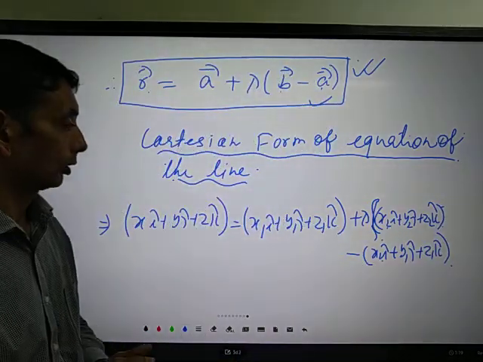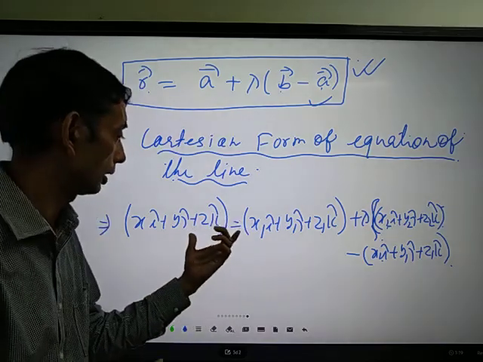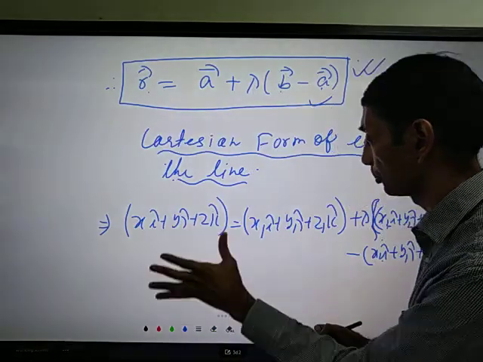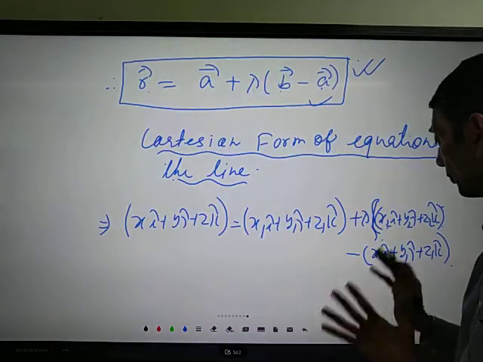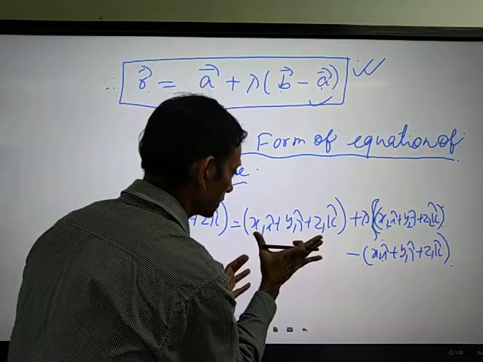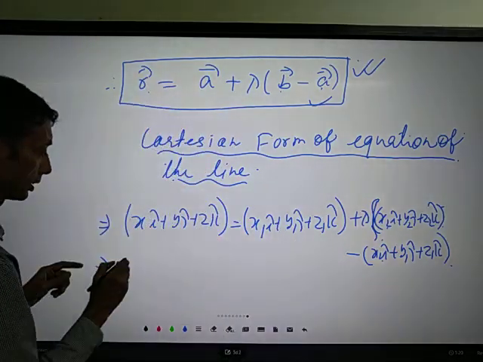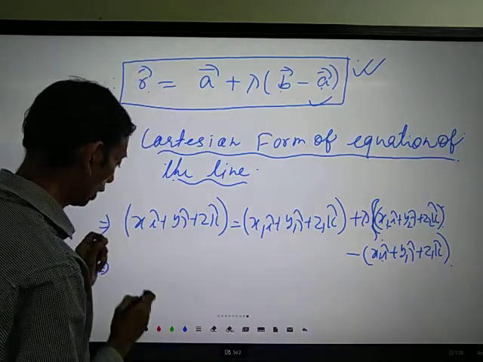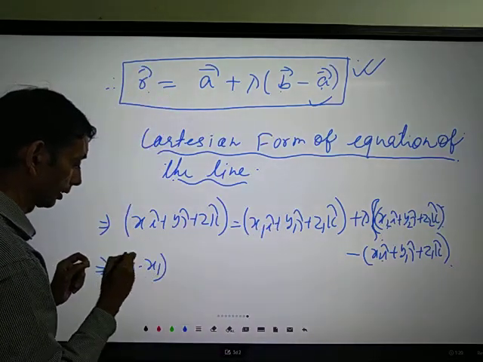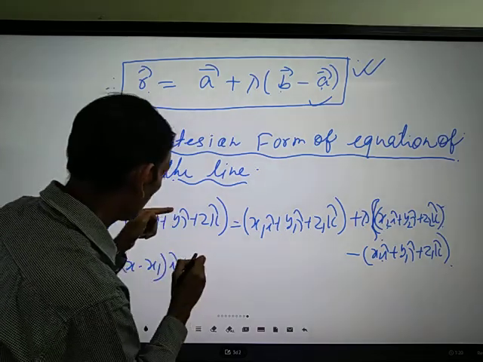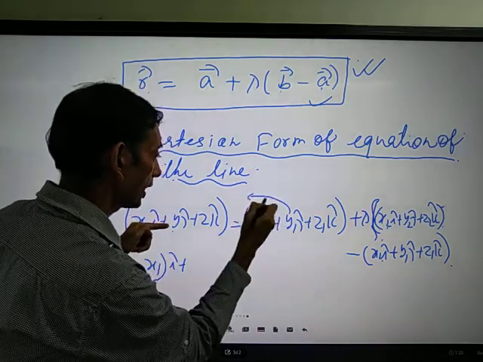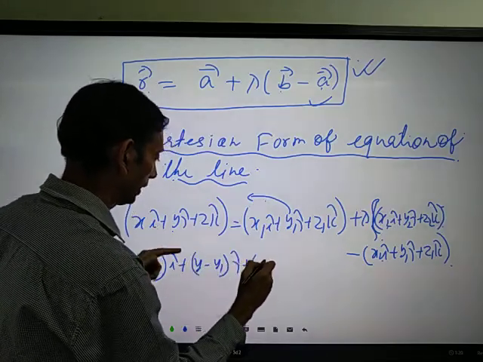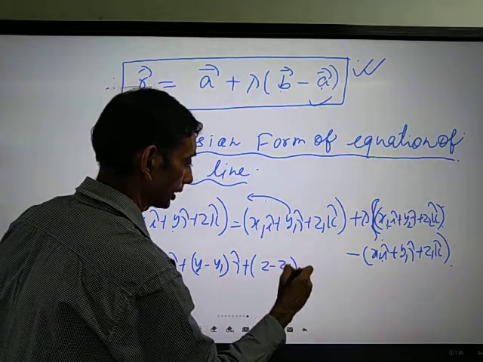Now similarly, the way we derived the previous Cartesian form, here also we will be comparing the coefficients of i, j, k. For that, I'll just transpose these terms to the left hand side. So if I transpose, I'll take i cap, j cap, k cap common. So I'll get x minus x1 i cap, then similarly y minus y1 j cap and z minus z1 k cap.